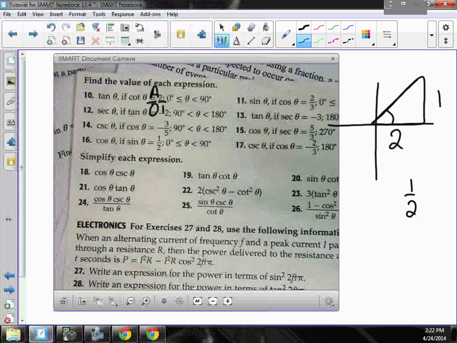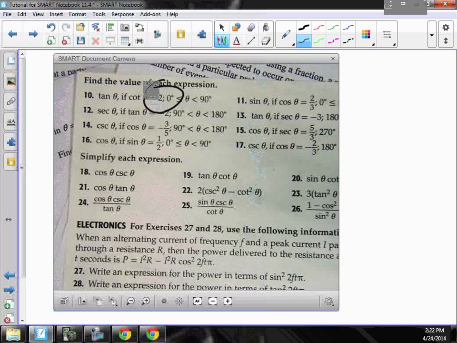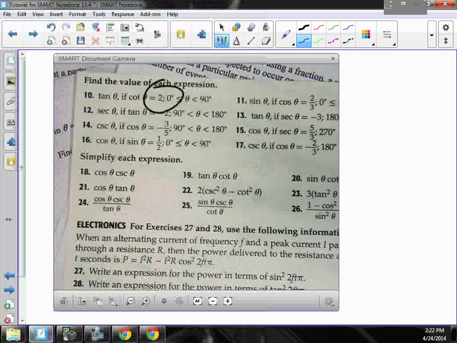And actually, did I even need to do that? No, because tangent and cotangent are reciprocals. So I could have just taken 2 over 1, and taken the reciprocal, flipped it upside down, and gotten 1/2. They're not all going to be that easy, but some of them are.